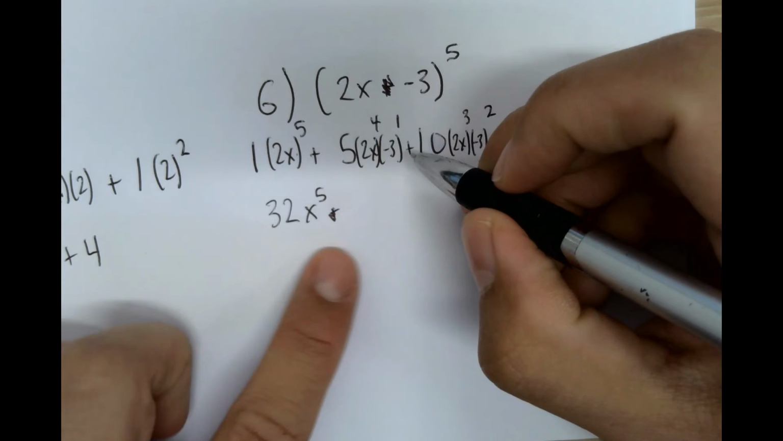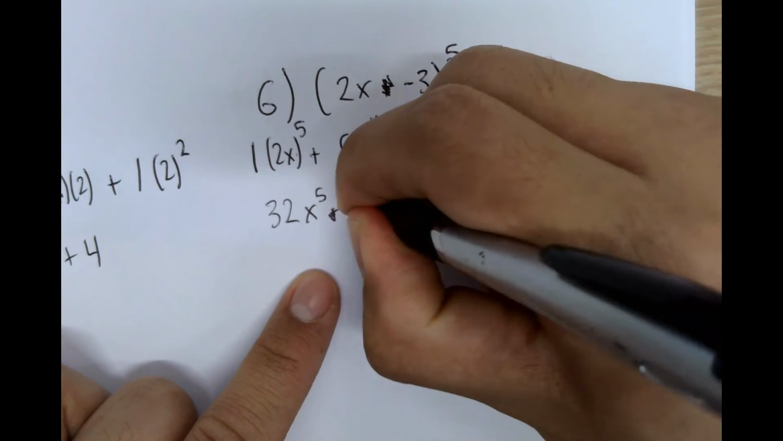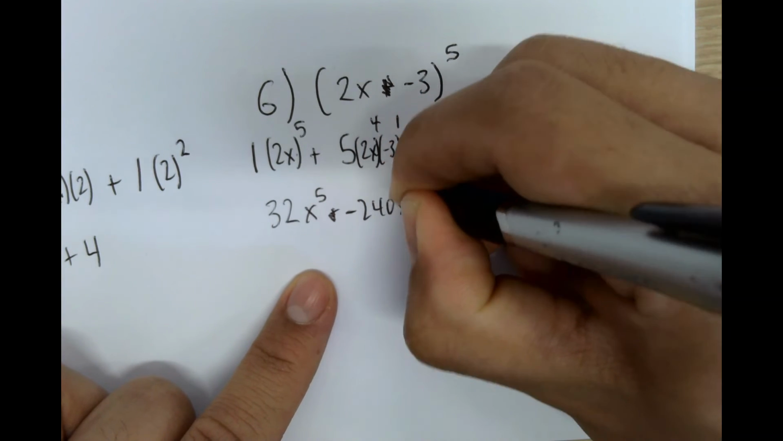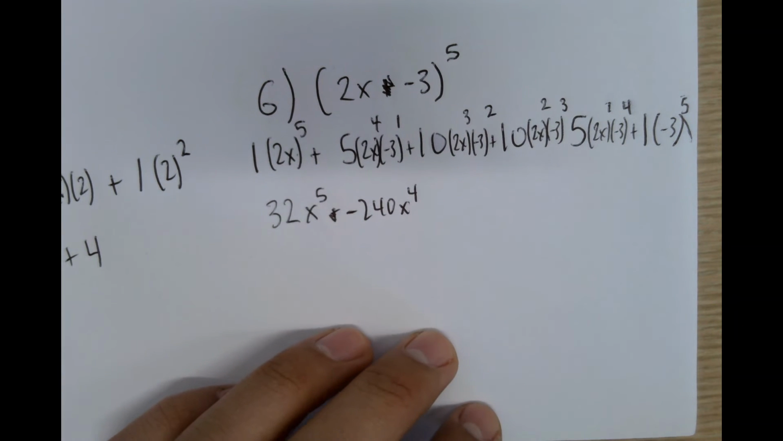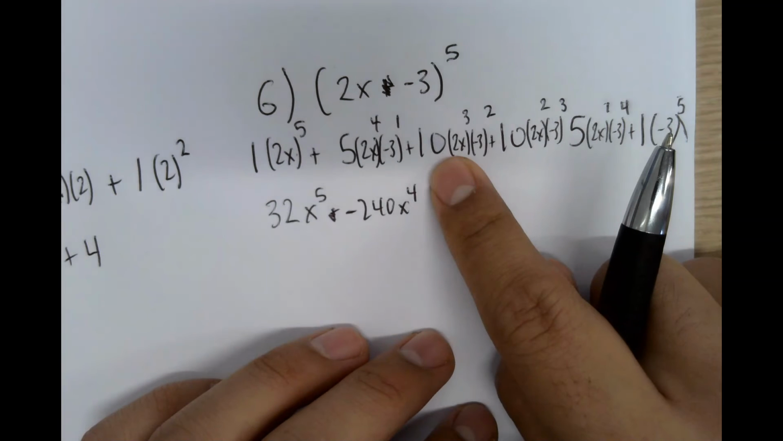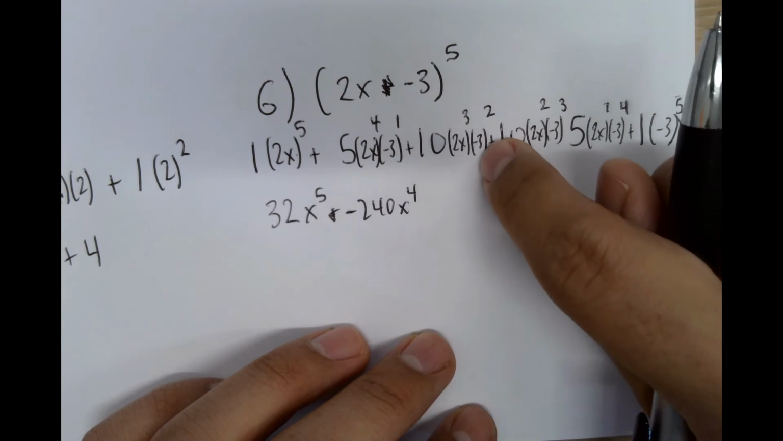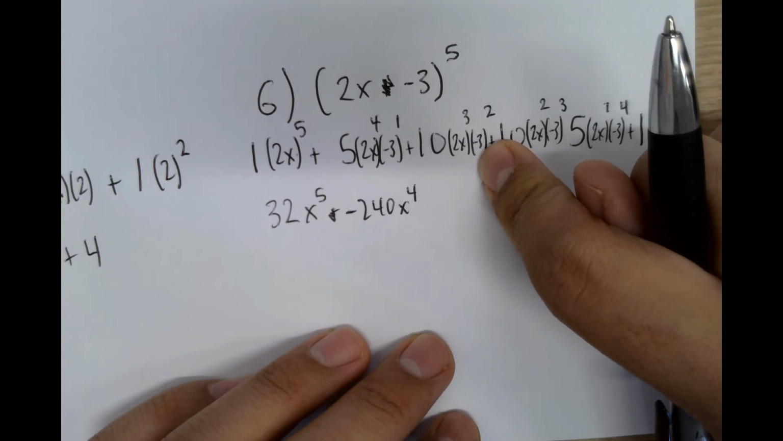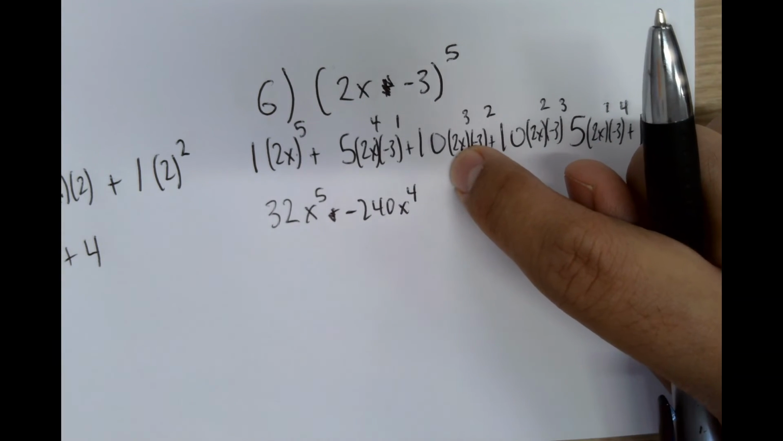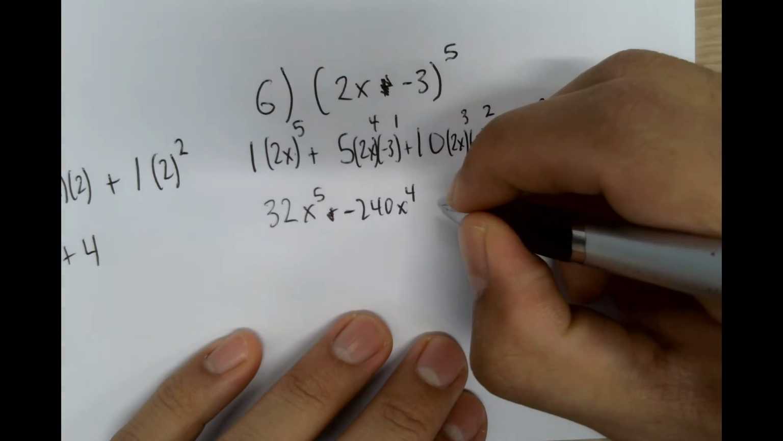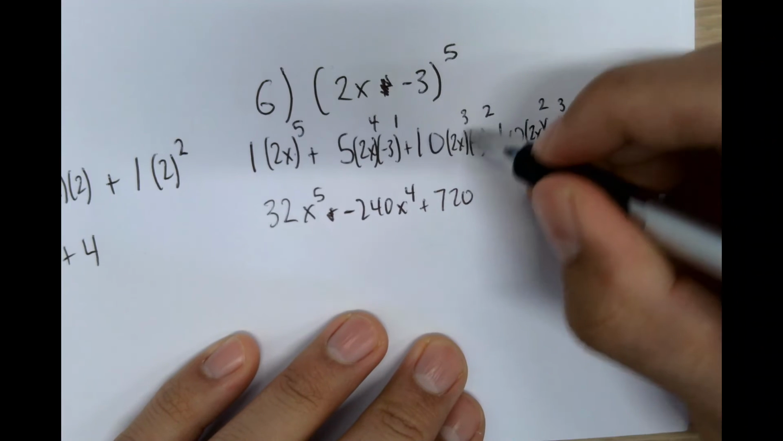You have to be careful here because there is one negative. So it would be negative 240 x to the 4th. The second thing would be 10 times 3 squared, which is 9. So again, this is the negative 3, but it's squared, so it becomes positive 9 times 8, which is 72. So 72 times 10 is 720, x to the 3rd.